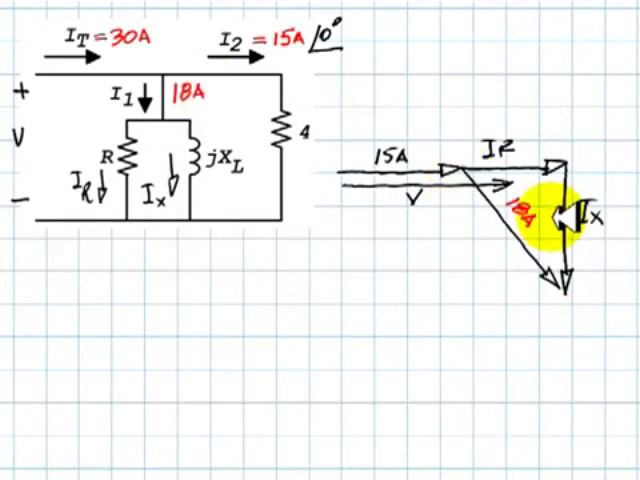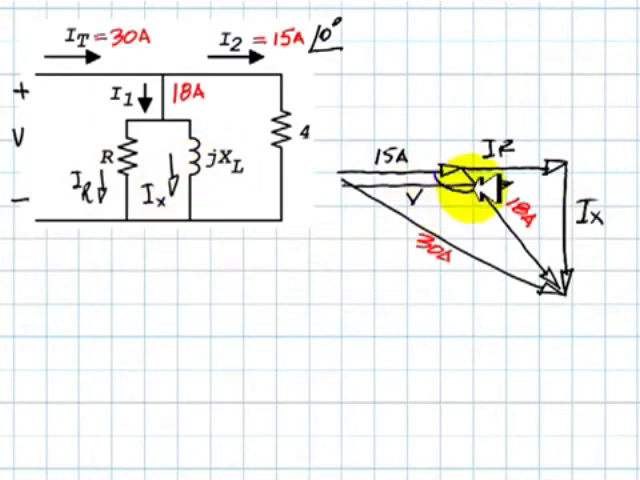Like so. And if I add together the three of those currents, I've got to get the total current, which is 30 amps. Like so. From this diagram, of course, we can compute the values of IR, the current in the resistor, and the current in the reactor, IX.